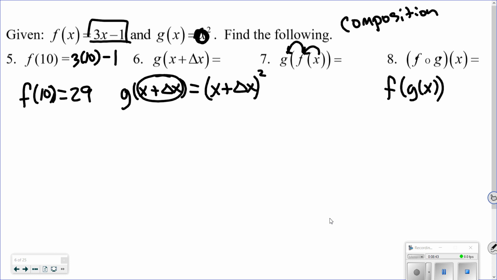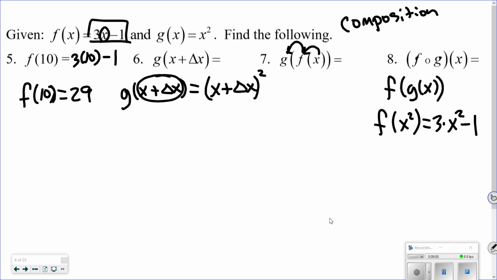So again, I take x and plug it into g. g of x is equal to x squared. So now I have f of, I'm plugging in what g of x is. Now I come up to f of x, and I'm going to replace the x right there with x squared. So 3 times x squared minus 1. So 3x squared minus 1.